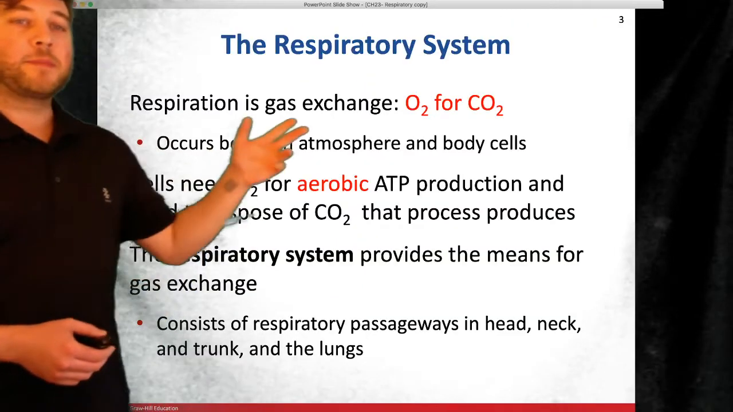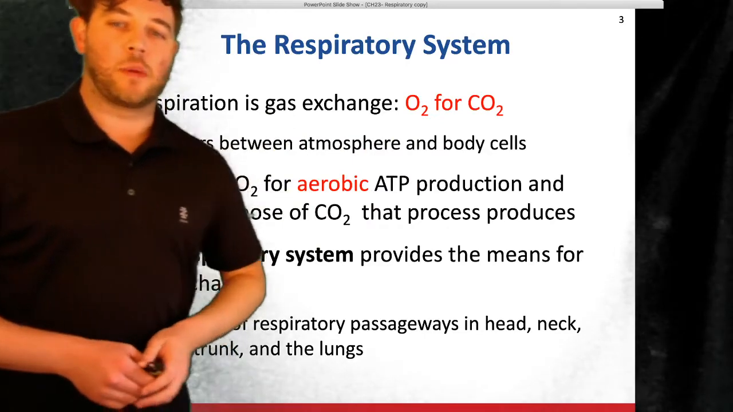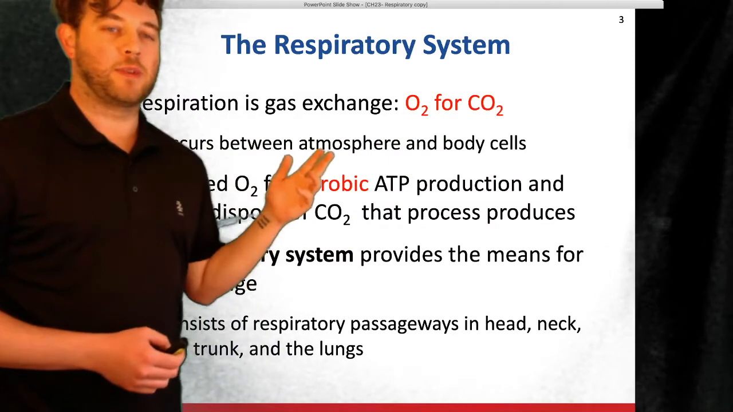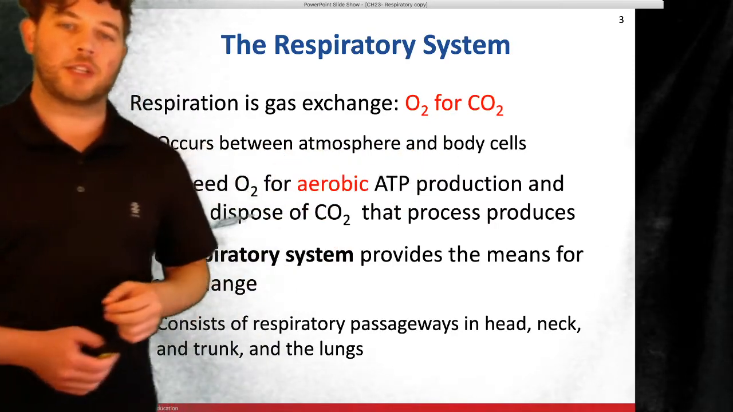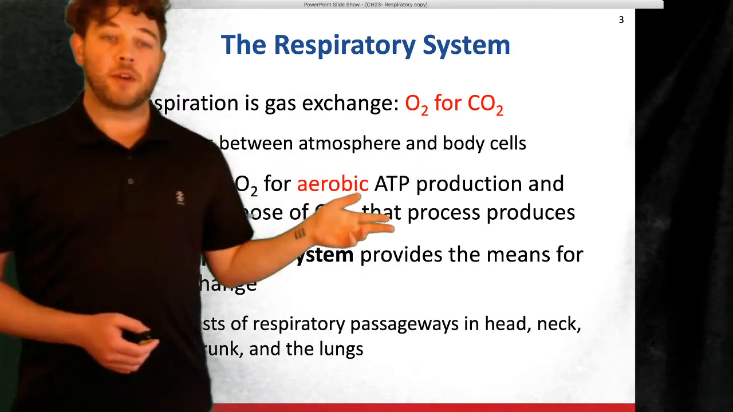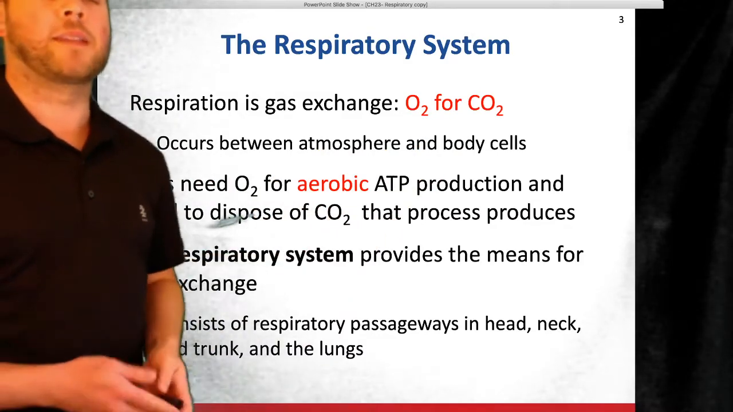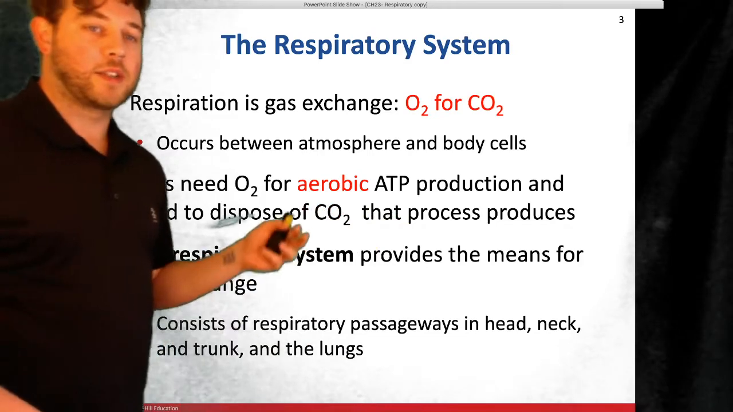So the respiratory system is for gas exchange, oxygen for carbon dioxide. It occurs between the atmosphere and the body cells. We'll see we have both external and internal respiration. Cells need oxygen for aerobic ATP production, and they need to dispose of carbon dioxide that process produces.